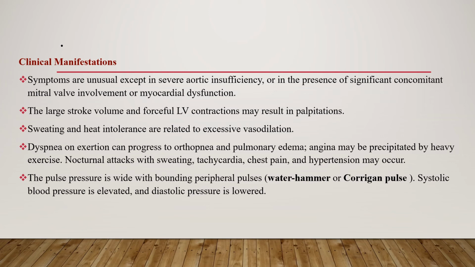There are different peripheral signs of aortic insufficiency. The pulse pressure is wide with a bounding peripheral pulse, that means a water hammer or Corrigan pulse. Systolic blood pressure is elevated and the diastolic pressure is lowered. In severe aortic insufficiency, the heart is enlarged with a left ventricular apical heave. A diastolic thrill may also be present.